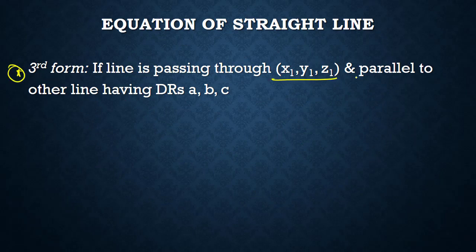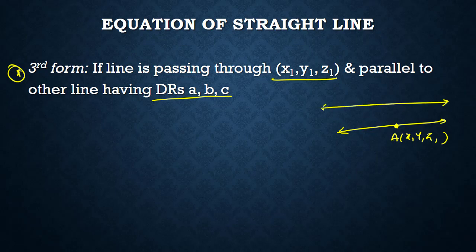Okay, so let's come to the third form of a line, which is if a line is passing through the point x1, y1, z1 and parallel to another line having the DRs A, B, C. Suppose you have this line with A, B, C and it is passing through, suppose, this point A, whose coordinates are x1, y1, z1, and this desired line is parallel to the other line. This is a line whose direction ratios are known, A, B, C.